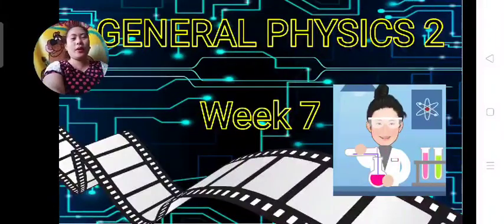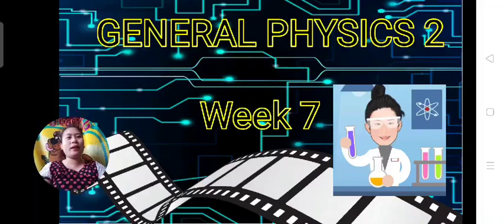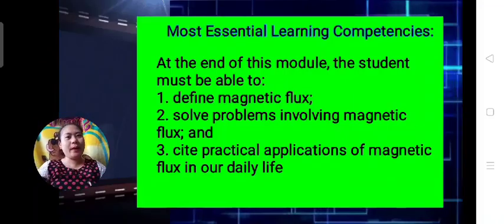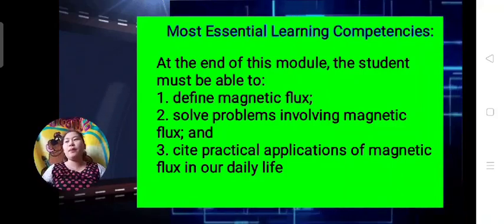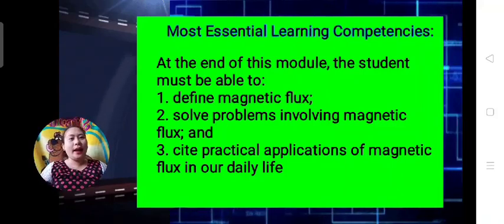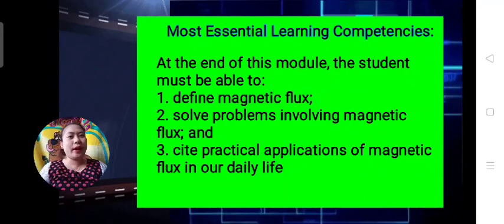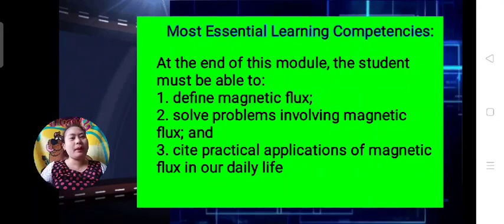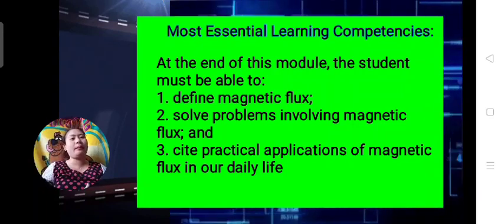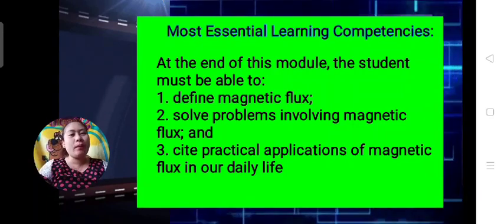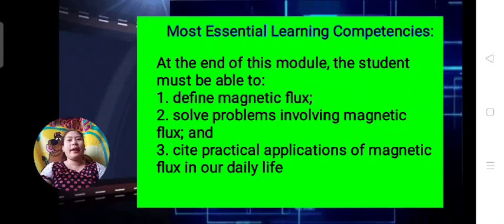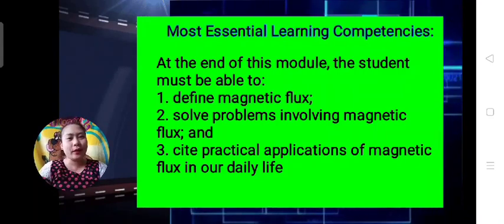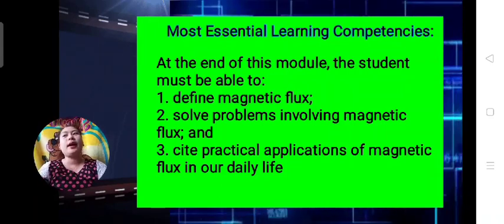Okay, so this is week 7 of General Physics 2. In week 7, we have here the most essential learning competencies. At the end of this module, you, the students, must be able to define magnetic flux, solve problems involving magnetic flux, and cite practical applications of magnetic flux in our daily life. Those are the different learning competencies that you're going to attain after the session.